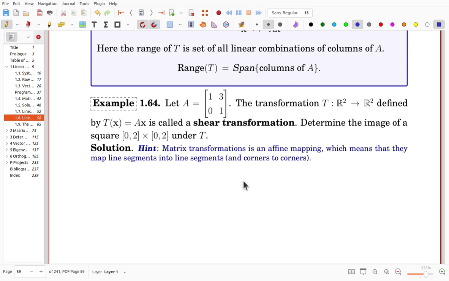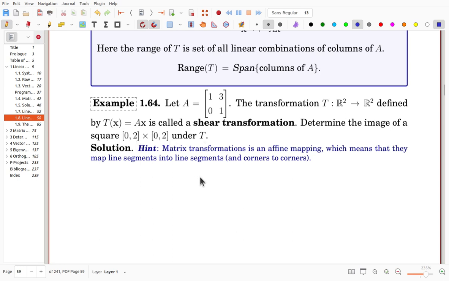Okay, example 1.64. A is given in this way, and the transformation from R2 to R2 defined by T of x equals Ax is called a shear transformation. Determine the image of the square under T.